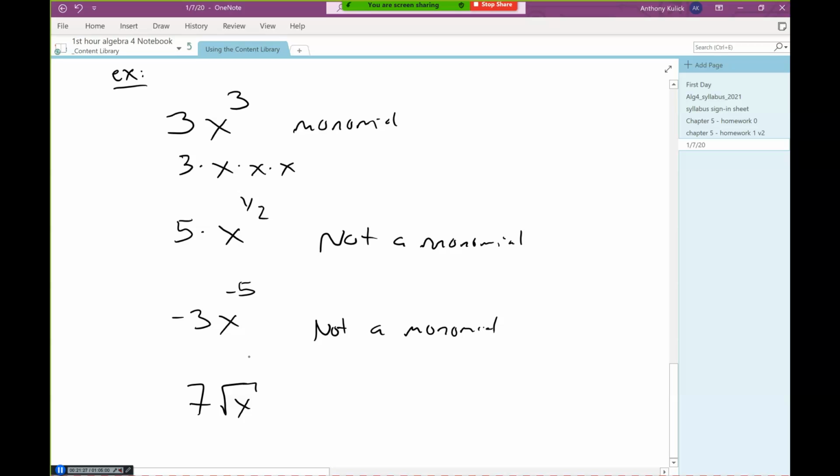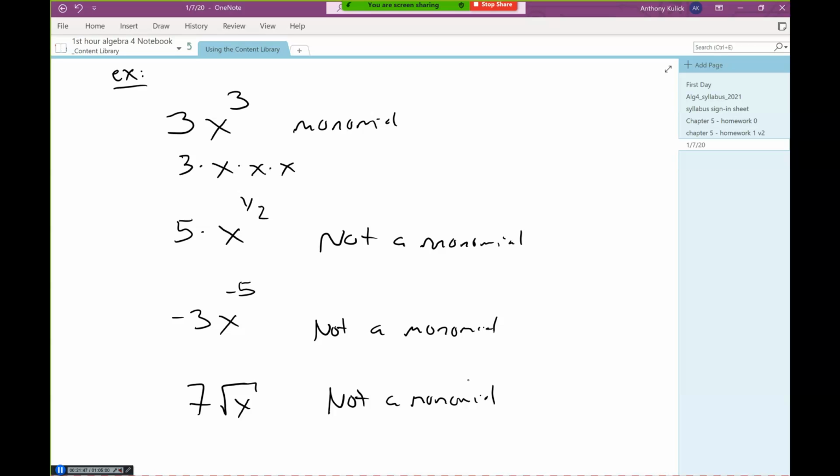What if I have 7 times the square root of x? That's a new operation, right? In the definition, we can only have multiplication going on. We can't have a square root. So again, not a monomial because of the square root going on in there.